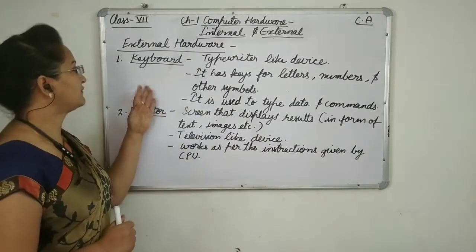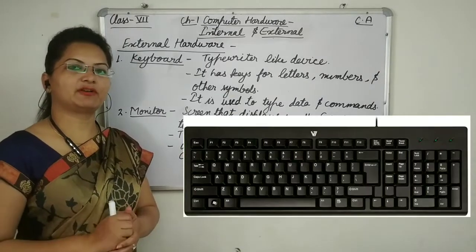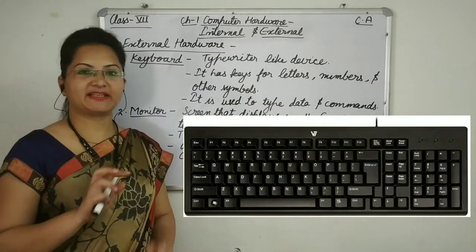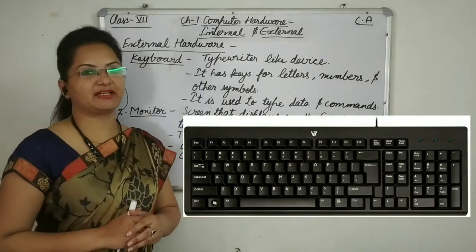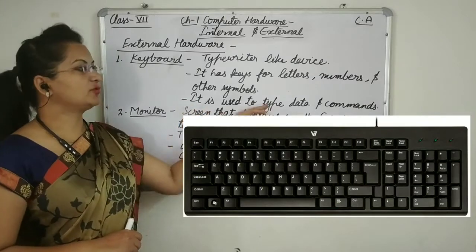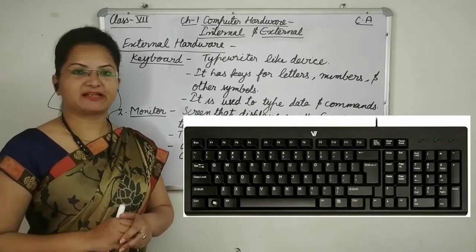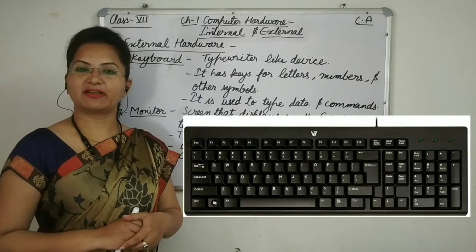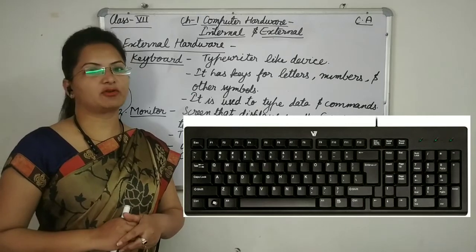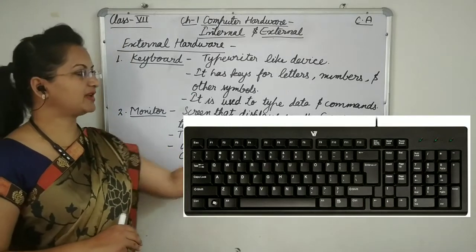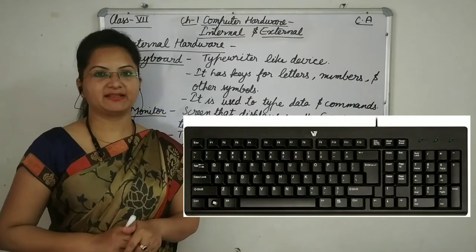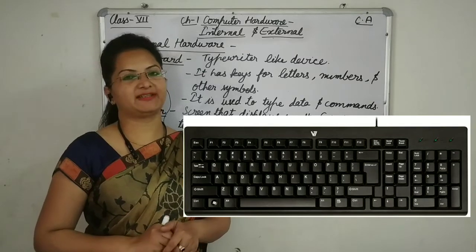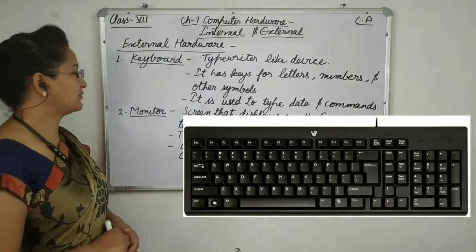Now students, one by one we will study about all external devices which are outside the computer. So first of all, keyboard. Keyboard, we have already seen, it's a typewriter like device. It has keys. You have seen letter keys, number keys and symbol keys over it. Then it is used to type data. That means letters, numbers, symbols you can type. Otherwise, you can also press various commands. There are so many keys, caps lock keys, shift, enter, alt keys, function keys, numlock keys, etc. So you can use those keys for the keyboard.